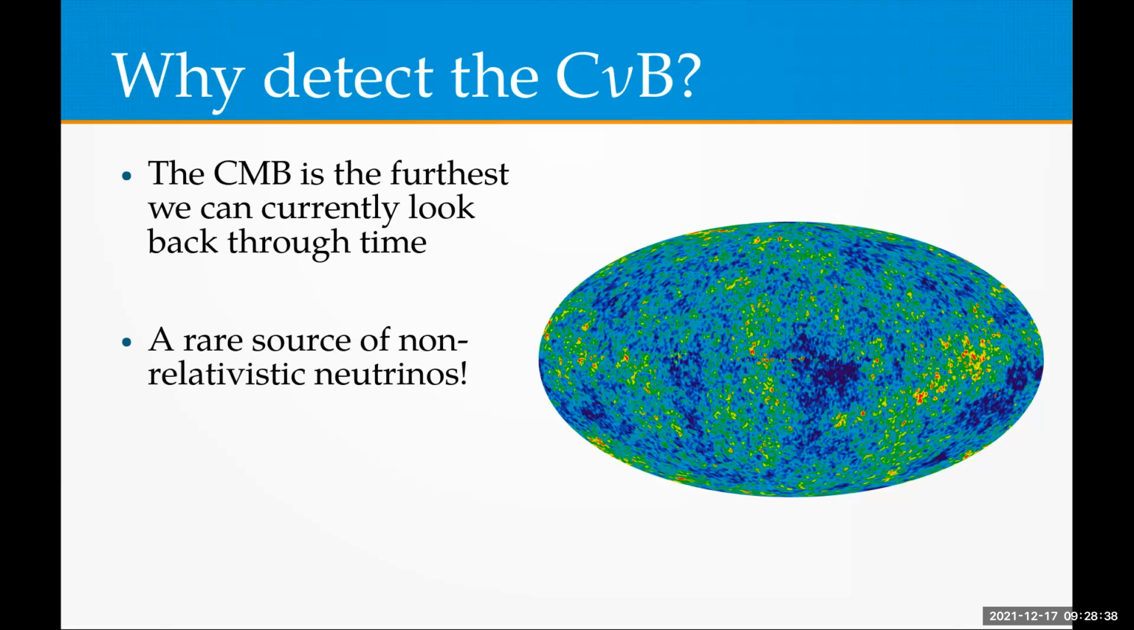We're also naturally sensitive to the mass. So if we detect a non-relativistic particle, we're naturally sensitive to the mass scale, which is something that we currently don't know for neutrinos. And then perhaps most excitingly, maybe these neutrinos aren't there at all. So maybe neutrinos are unstable, or maybe the thermal history is just completely different, and they were never produced in the first place. We don't know. And until we try and detect them, we're not going to know.